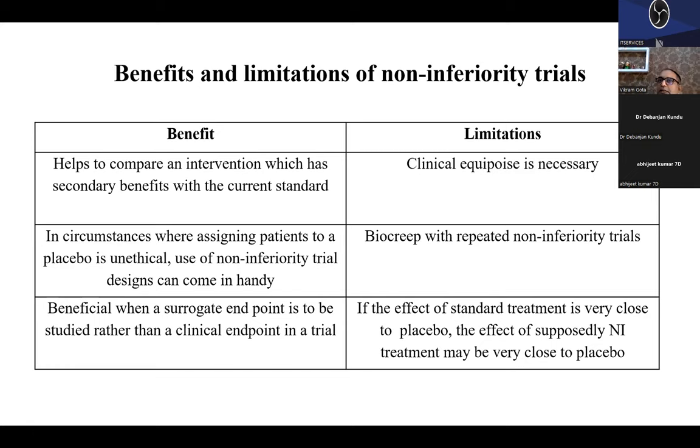And biocreep, once again, is the same as in equivalence. When you demonstrate non-inferiority of a successful treatment, it is better that you always do it against the original standard of care rather than the new treatment that was shown to be non-inferior. One more thing is, if the effect of standard treatment is very close to placebo, for example, standard of care is marginally better than placebo but still it is approved, and in those circumstances you demonstrate non-inferiority of a new treatment with respect to the standard of care, you must be wary that it may not be better than placebo also. Why? Because in the first place, the difference between standard of care and placebo itself was not very big. And now you're demonstrating non-inferiority of the new treatment with respect to standard of care. So you must be wary that the new treatment may not be better than placebo.